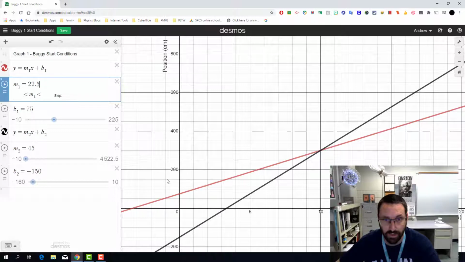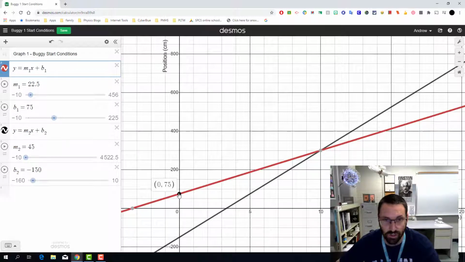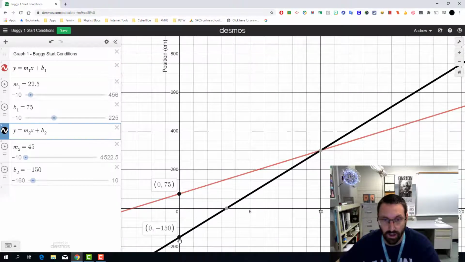It also tells me that the red one starts at a position of 75 centimeters. So this one didn't start at the origin, but we started 75 centimeters ahead of the origin. The black line shows that we have a slope of 45 centimeters per second, so this one's going twice as fast as the red line. But it started at an initial position of negative 150.